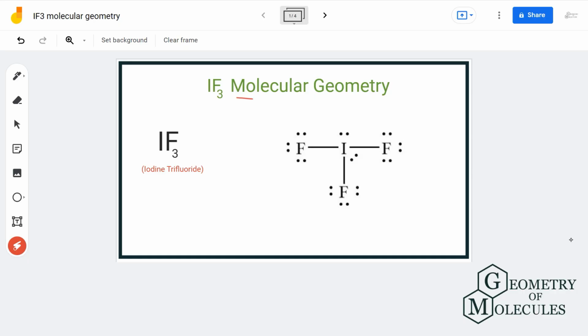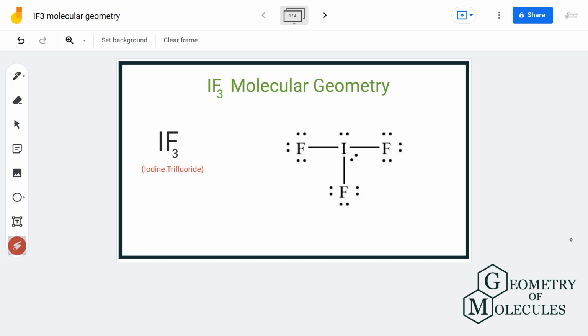In this video, we'll discuss the molecular geometry of iodine trifluoride. It has a chemical formula of IF3, and for that we will look at its Lewis structure first. While determining the molecular geometry of any molecule, the configuration of the central atom plays an important part. So we must always note down the number of lone pairs and bond pairs attached to the central atom.